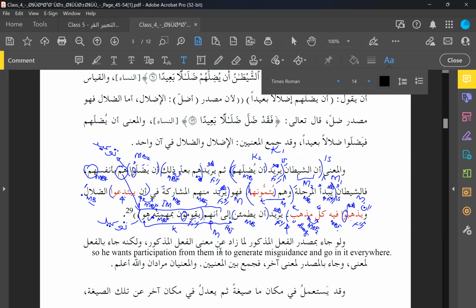In to generate doesn't make sense. So you're going to kill this "in" because the musharaka comes with fee, so you don't have to translate the fee. So he wants participation from them to do what? To generate misguidance and go in it everywhere. Go in it everywhere doesn't sound right, but sometimes fee doesn't have to be translated as "in". So you can say with, and go with it everywhere. Now you see it's starting to make sense.